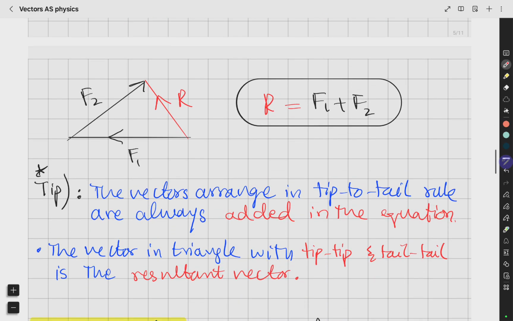Okay, if you look at this one, first we have to see how many of them are arranged in head to tail rule. So this is F1 and this is F2. You can see both of them are arranged in head to tail rule, so you add them, F1 plus F2. And as this R is again the resultant, because this is tail tail and head head, F1 plus F2 is equal to R. That's quite a simple thing.